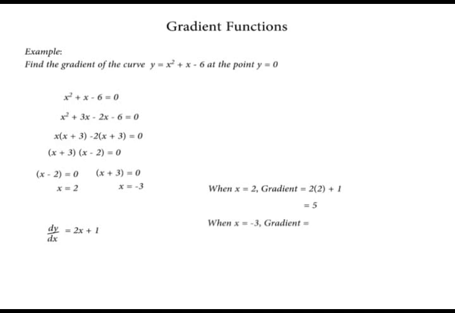Substitute now negative 3. 2 times minus 3 plus 1 will give us minus 5. And so the gradient of the curve y is equal to x squared plus x minus 6 at the point x is negative 3 is minus 5. It's very important to see that we first get the corresponding x coordinate using the equation of the curve and not the gradient function. That is a common mistake by students.